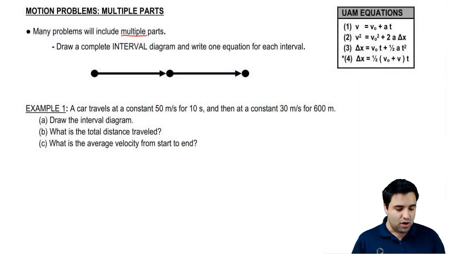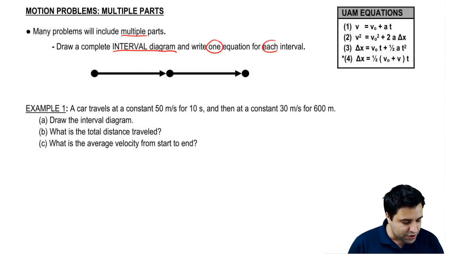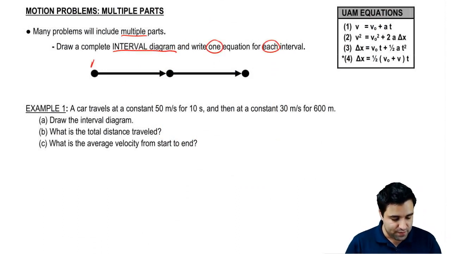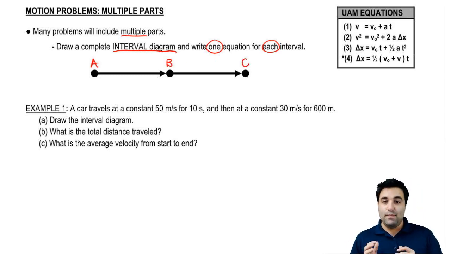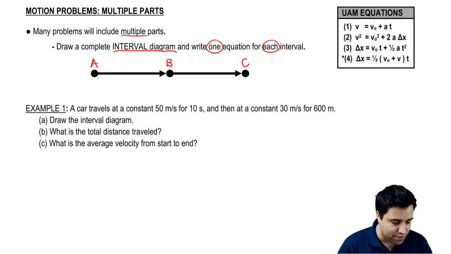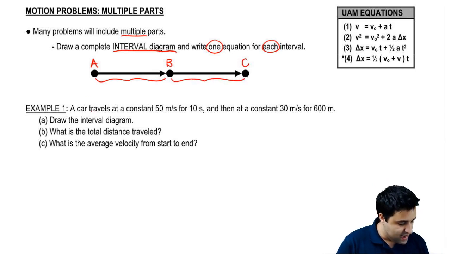What we want to do is draw a complete interval diagram and write one equation for each interval. For example, I'm going from A to B and then from B to C. So how many intervals are here? Some of you might be thinking 2, but it's actually 3. There's A to B, there's B to C, and then there's the larger interval A to C.